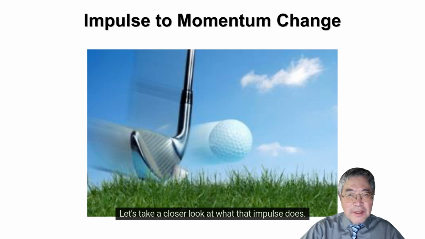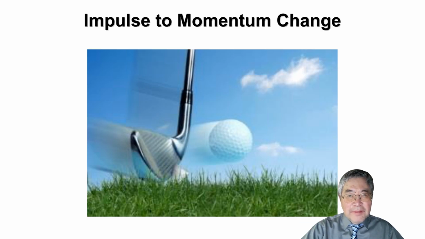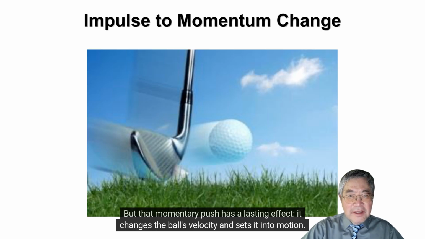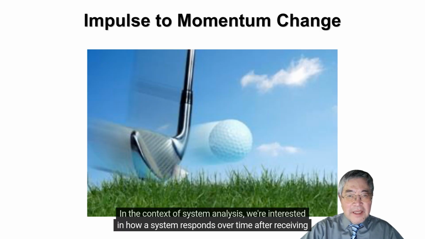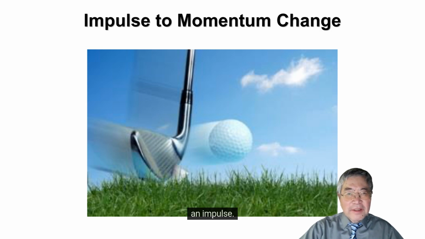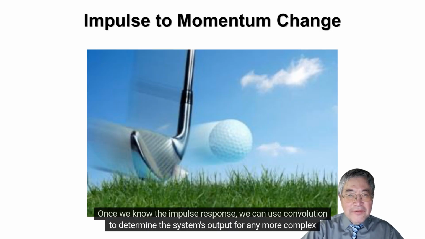Let's take a closer look at what that impulse does. When you strike a stationary object like a golf ball, the force you apply doesn't last long, it's concentrated over a short time. But that momentary push has a lasting effect. It changes the ball's velocity and sets it into motion. This simple interaction captures an essential principle: an impulse causes change. In the context of system analysis, we're interested in how a system responds over time after receiving an impulse. That response, often called the impulse response, tells us how the system behaves dynamically. Once we know the impulse response, we can use convolution to determine the system's output for any more complex input signal.